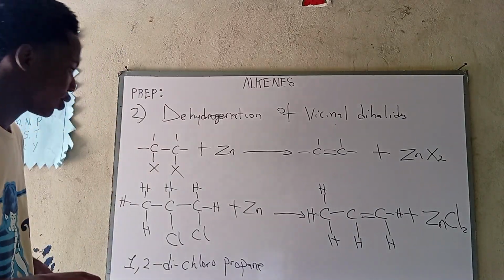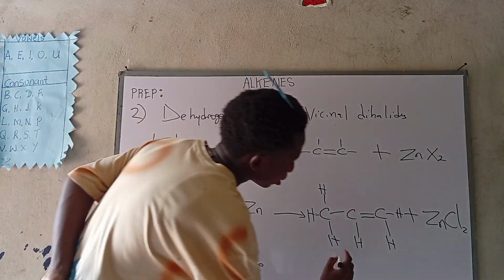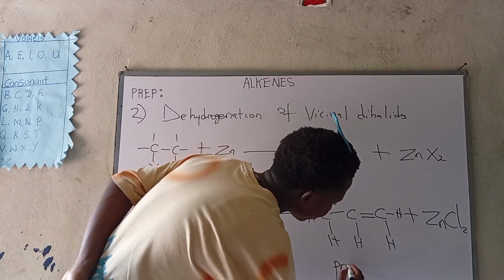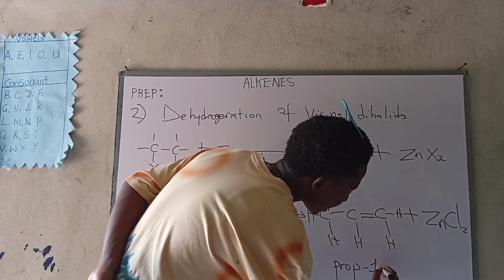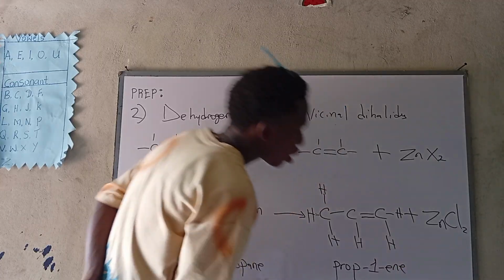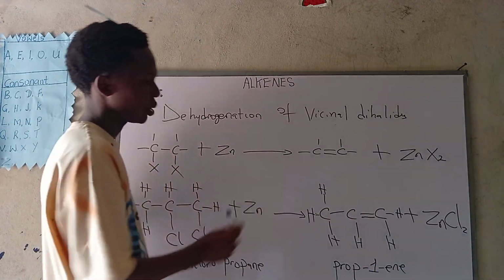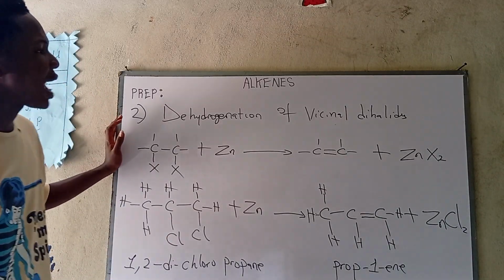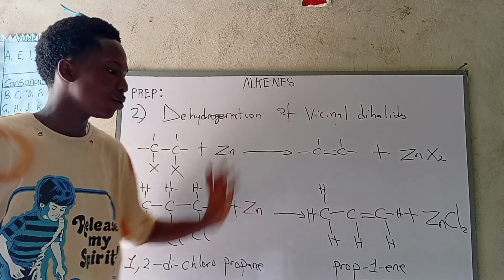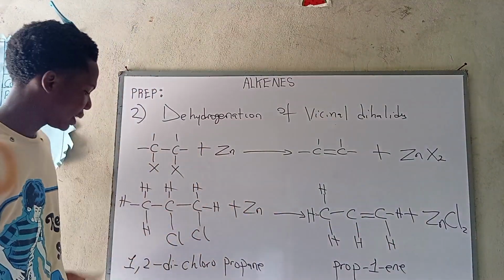Okay, from the look of things, we'll balance this equation. So now what do we have here? We have prop-1-ene or propene. It's the same thing. We can call it prop-1-ene or propene. Alright. So this is how we can use the hydrogenation of vicinal dihalide to get our corresponding alkene. It's as easy as this.